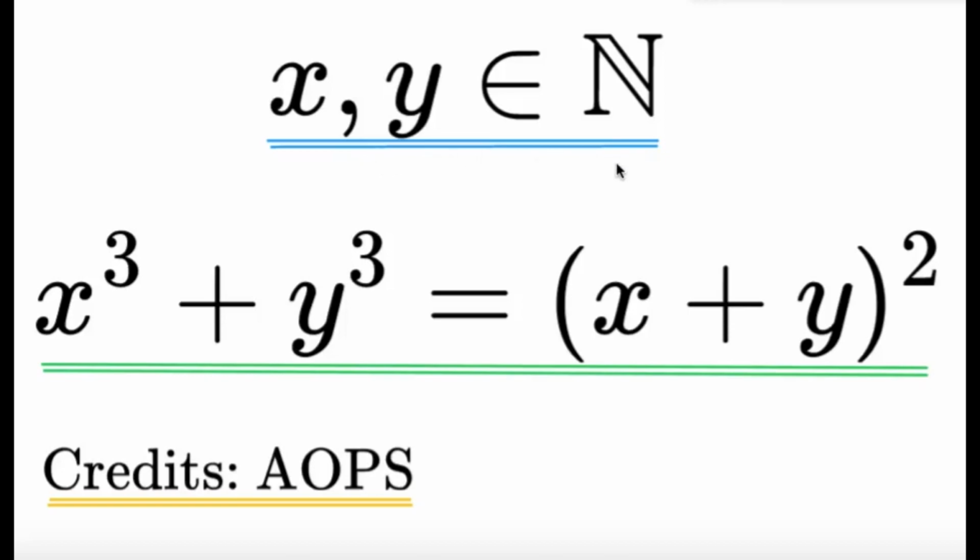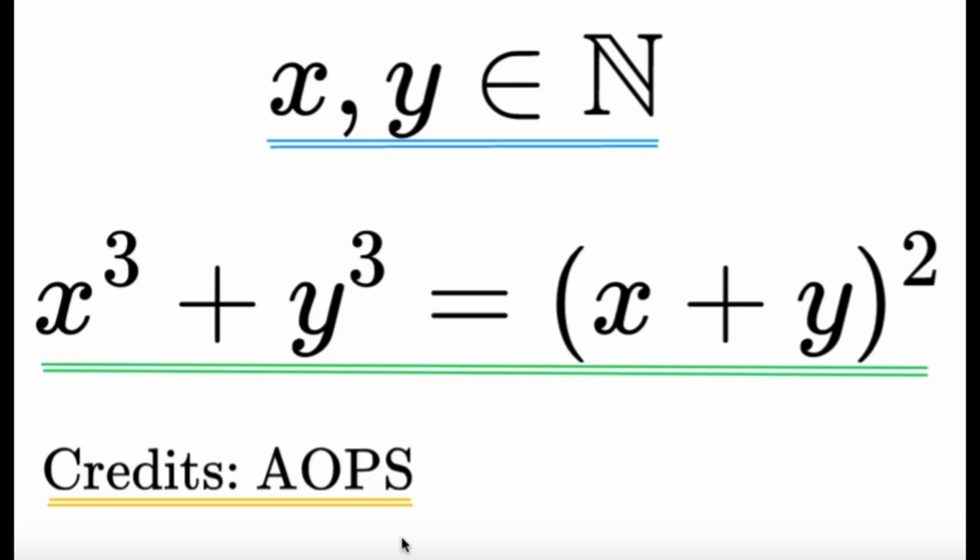X and y are natural numbers such that x cubed plus y cubed is equal to the square of x plus y. Find all possible ordered pairs (x, y). Credits to the Art of Problem Solving community for this item. As usual, pause this video if you'd like to give this item a try, but if you're done, let us dive into the solution.